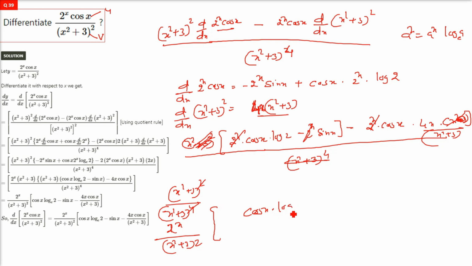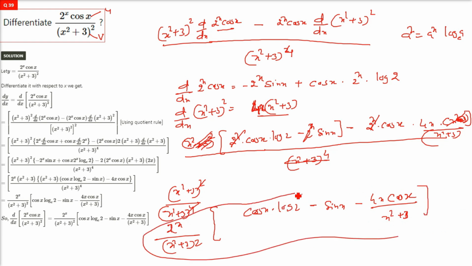Please remember the base is 2. Then we have minus sin x here. Then this is going to be 4x cos x divided by x² + 3. Okay, this is your final answer. Alright, this is your final result.